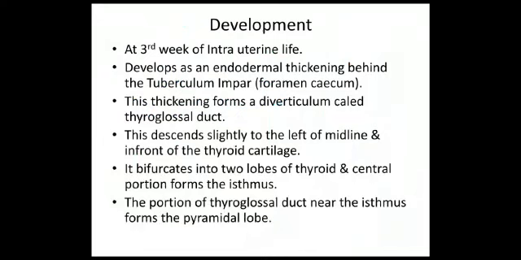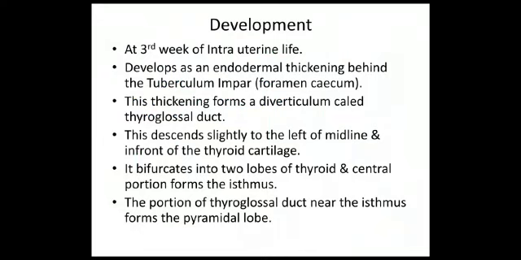So coming to the development, it starts its development in the third week of intrauterine life. It develops as an endodermal thickening behind the tuberculum impar, that is from the foramen cecum. This thickening forms a diverticulum called the thyroglossal duct.